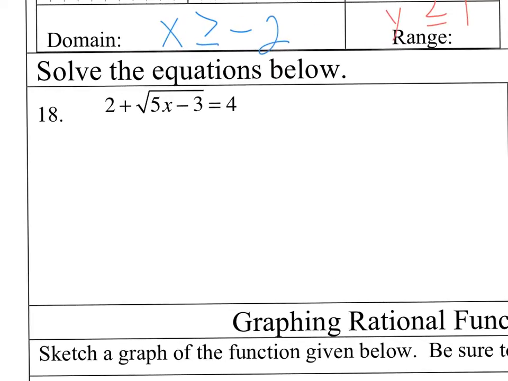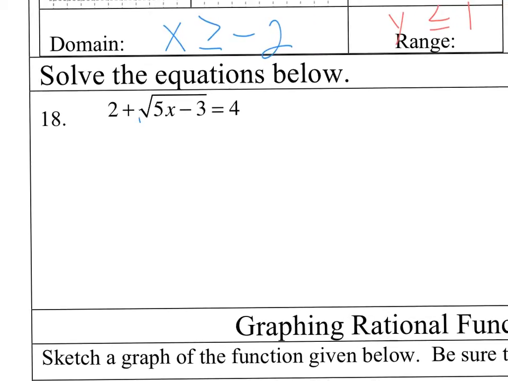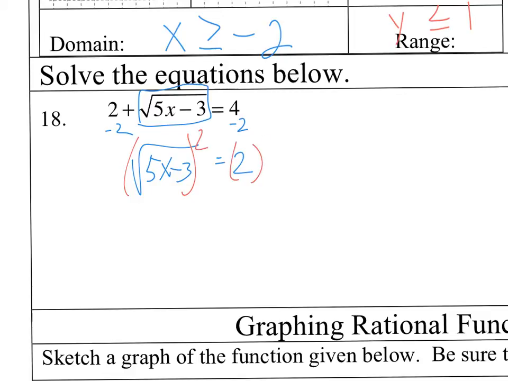We've got to solve an equation involving a radical. Here we've got 2 plus the square root of 5x minus 3 is equal to 4. And first thing I've got to do is to get my radical piece by itself. So this part I'm trying to get by itself. Minus 2 to both sides. I get the square root of 5x minus 3 is equal to 2. To get rid of a square root, I'm going to square both sides. And that takes me to 5x minus 3 is equal to 4. Plus 3, 5x is equal to 7, x is equal to 7/5.